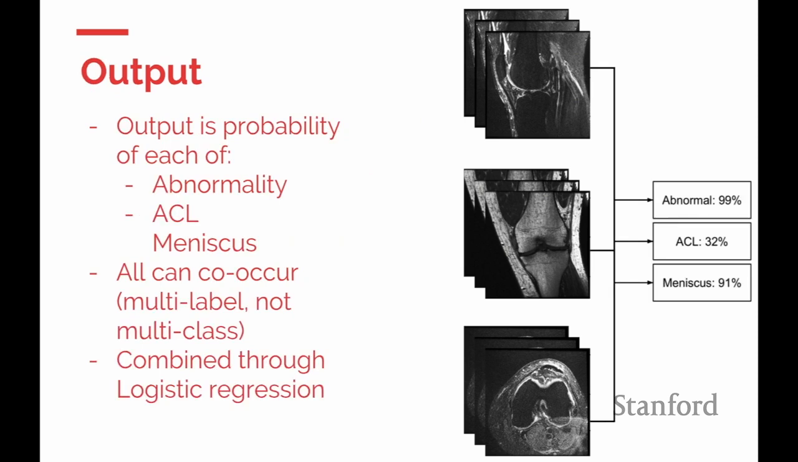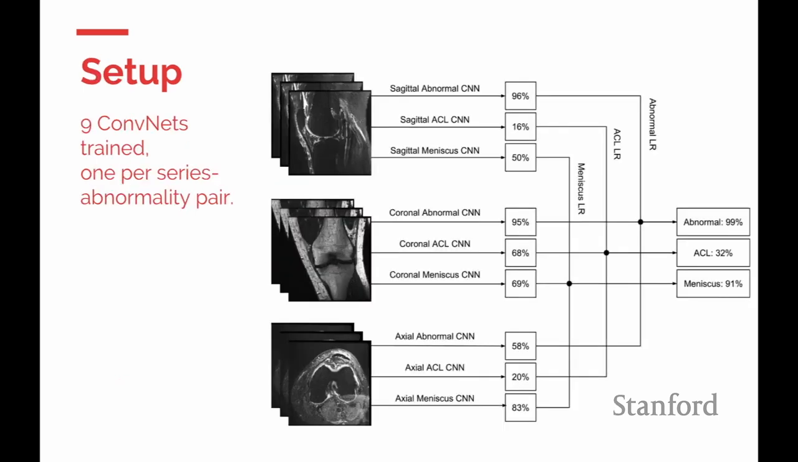And what we're going to do is output, for a particular knee MR examination, the probability that it's abnormal, the probability of an ACL tear, and the probability of a meniscal tear. Important thing to recognize here is this is not a multi-class problem, in that I could have both types of tears. It's a multi-label problem. So we're going to train a convolutional neural network for every view pathology pair. So that's 9 convolutional networks, and then combine them together using a logistic regression.